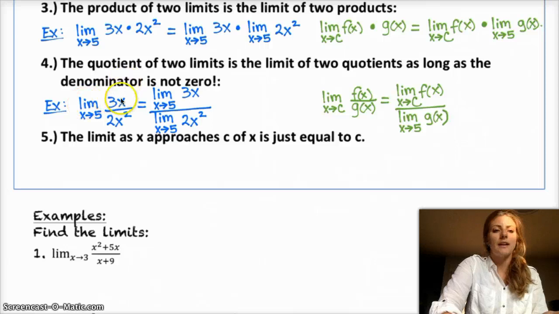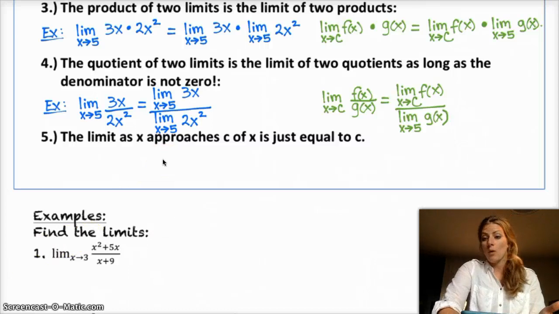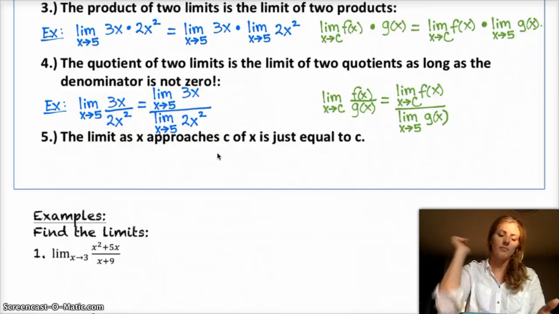You have a limit of 3x divided by 2x squared, and that's the same thing as the limit of 3x divided by the limit of 2x squared. And then here's your algebraic version of that. Again, one situation or one form might be easier to deal with than the other, so that's why we show you these properties of limits.